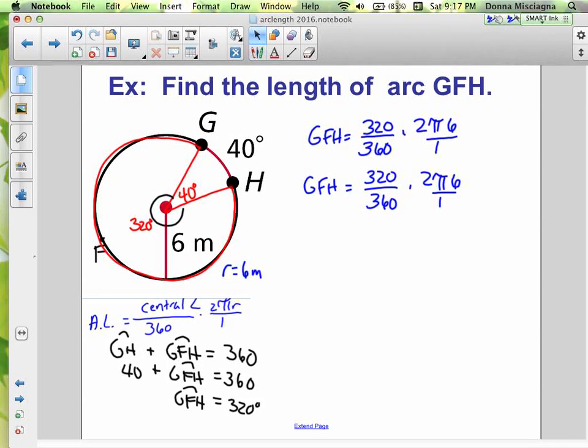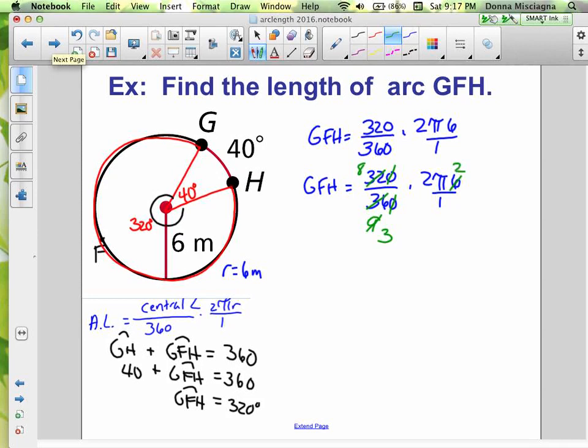All right, I think the easiest thing to cancel off are these zeros. Right? On 32 and 36, they're divisible by 4. 32 divided by 4 is 8. 36 divided by 4 is 9. 9 and 6 are both divisible by 3. 9 divided by 3 is 3. 6 divided by 3 is 2.